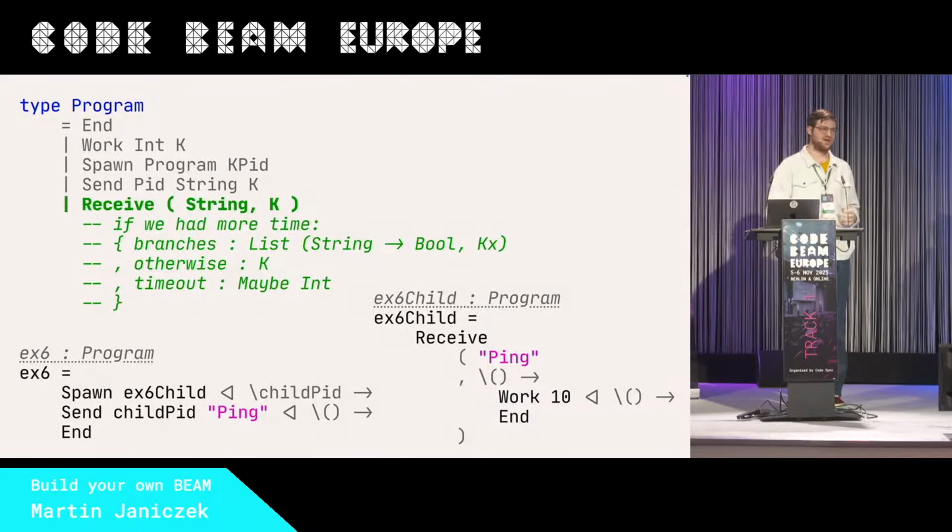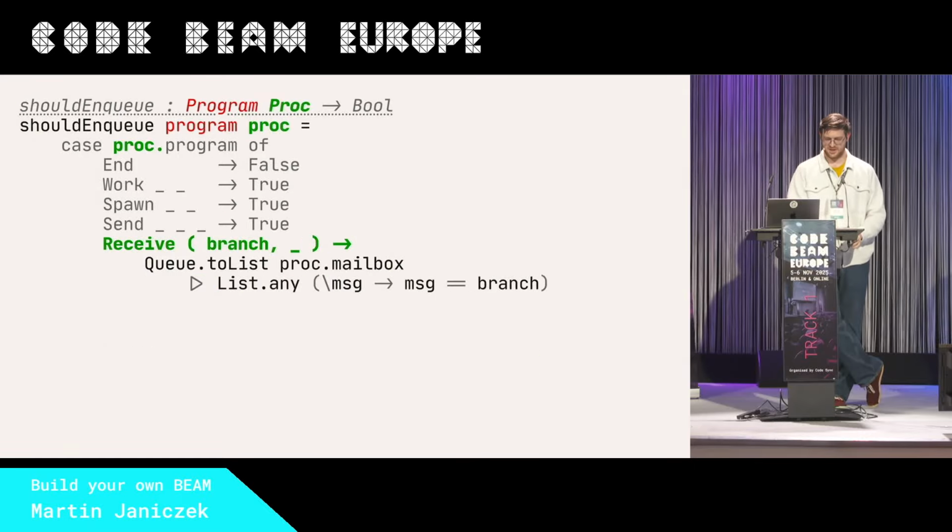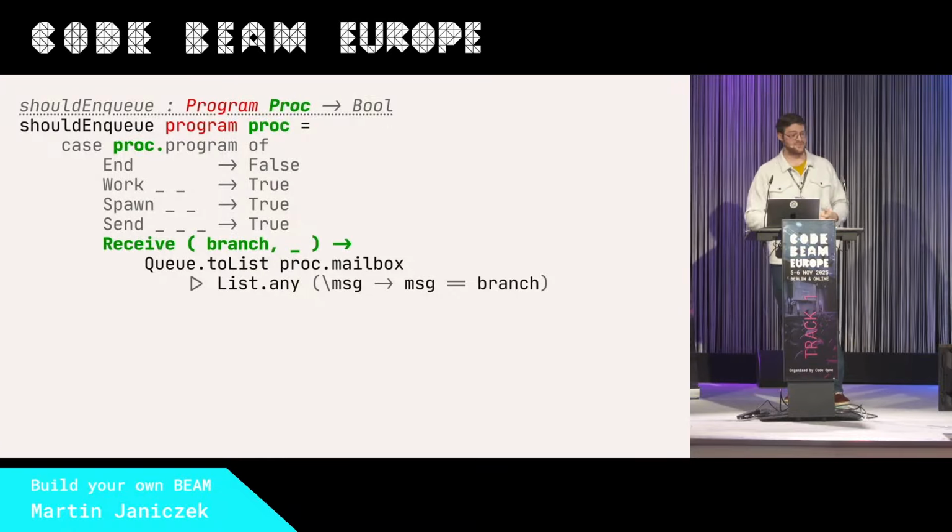You have multiple branches, you have multiple patterns, you have pattern matching, which I'm not doing here at all. You have timeouts, you have default branches. And so what I am implementing here is just waiting for a hard-coded string message, right? And unless I receive that message, I will not continue with anything. I will just sleep and wait for the right message.